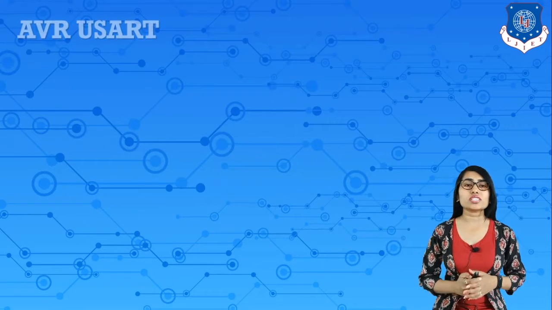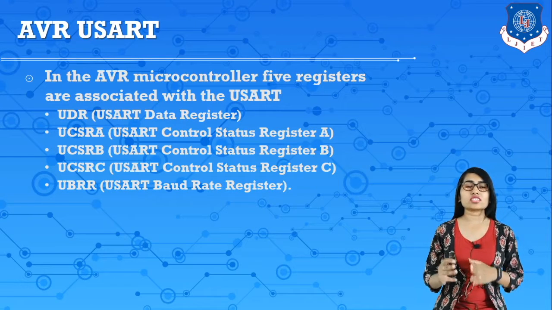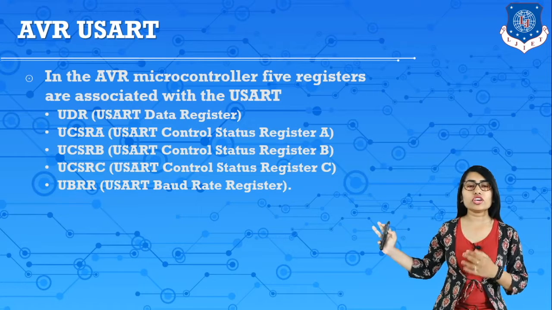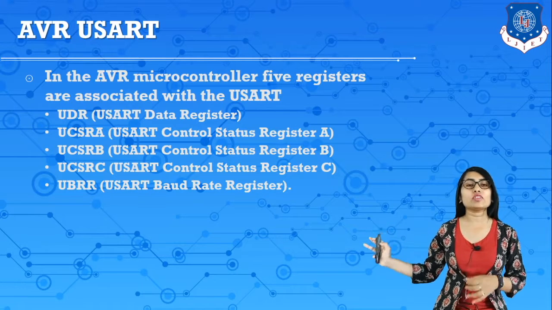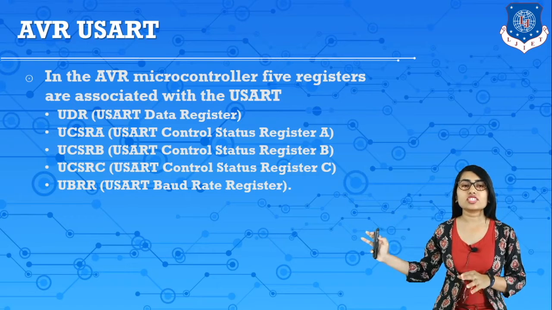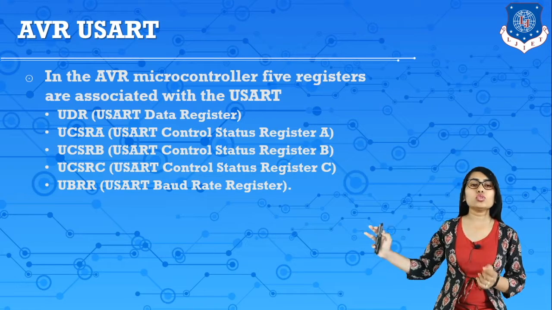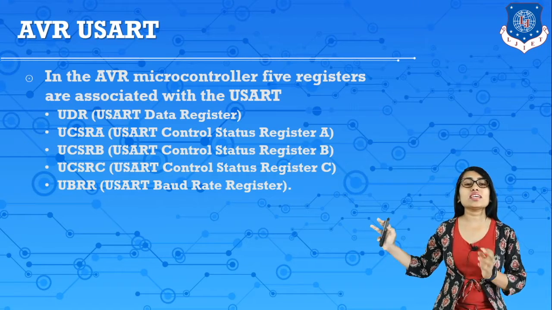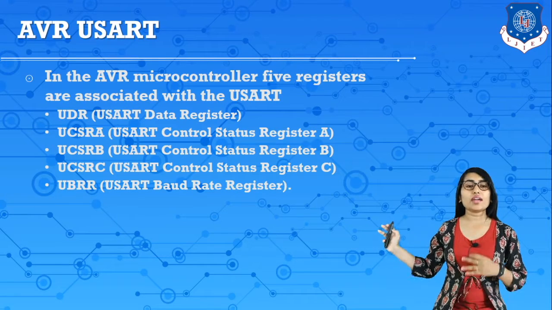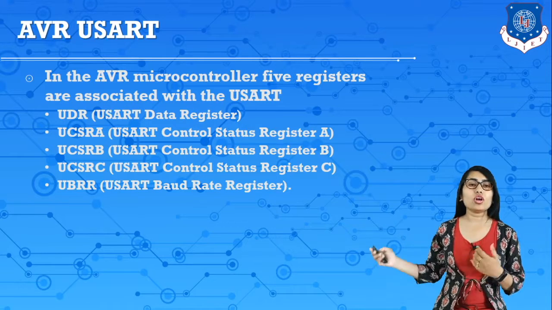This AVR USART is basically in an AVR controller with 5 registers associated with it. These are all the 5 registers associated with USART in the AVR microcontroller. First is UDR, that is USART data register, then UCSRA, UCSRB, UCSRC, that is USART control status register A, B, C, and UBRR, USART baud rate register. Now let's discuss all these 5 registers.